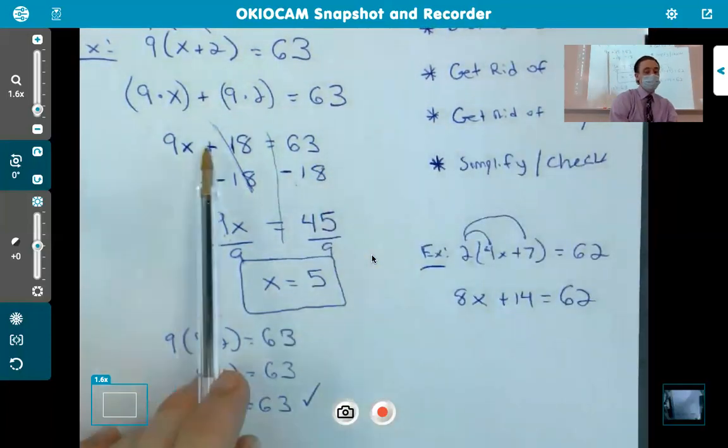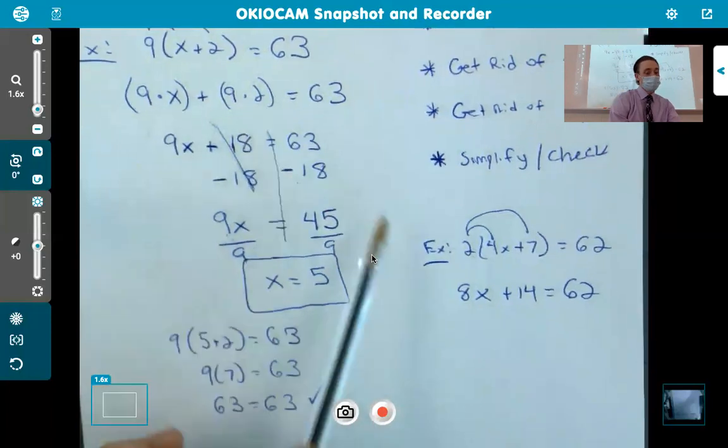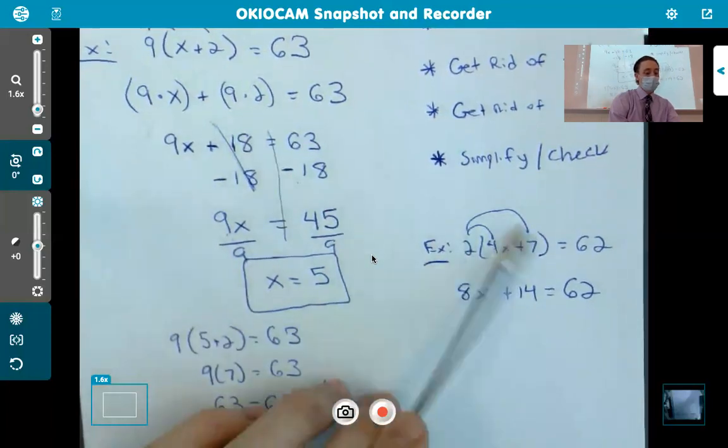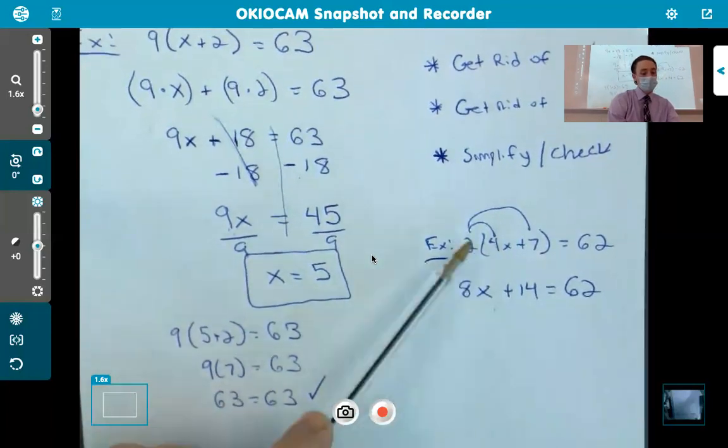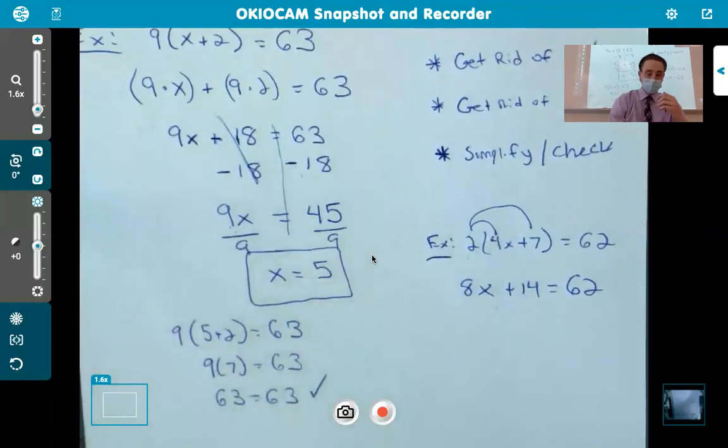So like I said, you can skip this step here where you put them both in parentheses and you can just move on to simplifying right away, right? 2 times 4x is 8x, 2 times 7 is 14. You see the first step is distribute. Does anybody know why you're distributing?